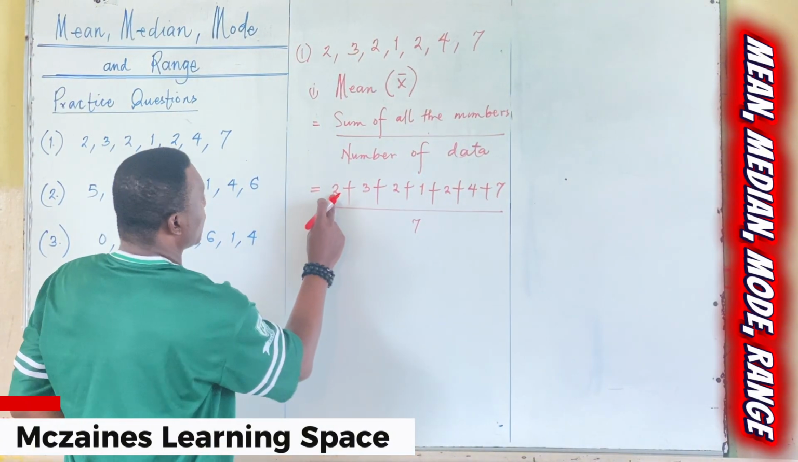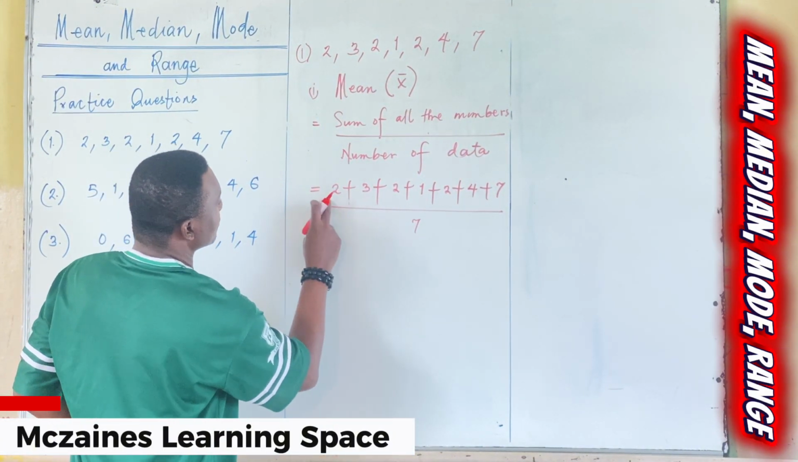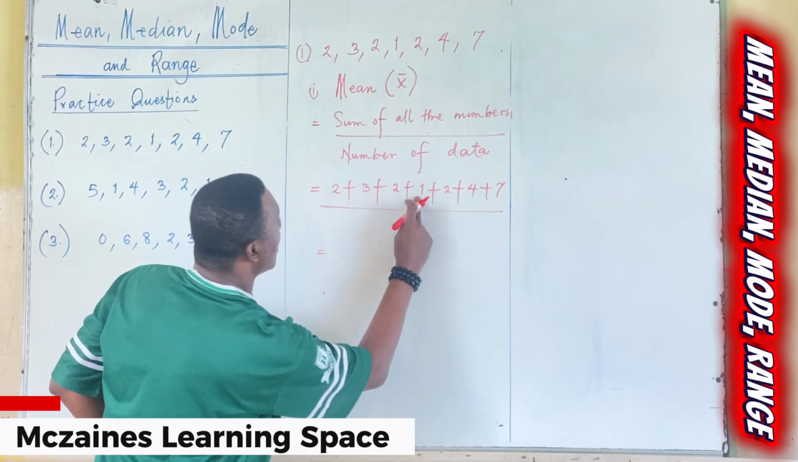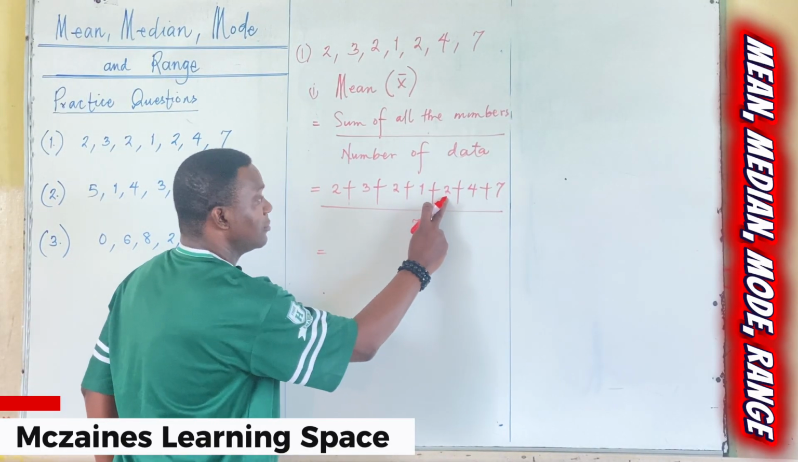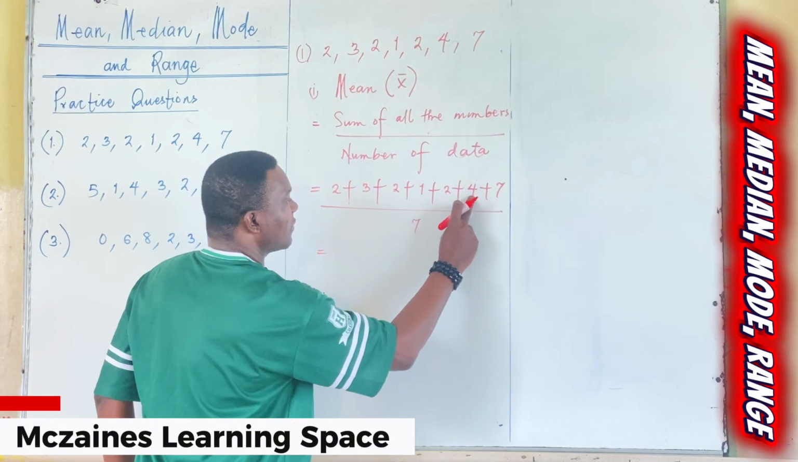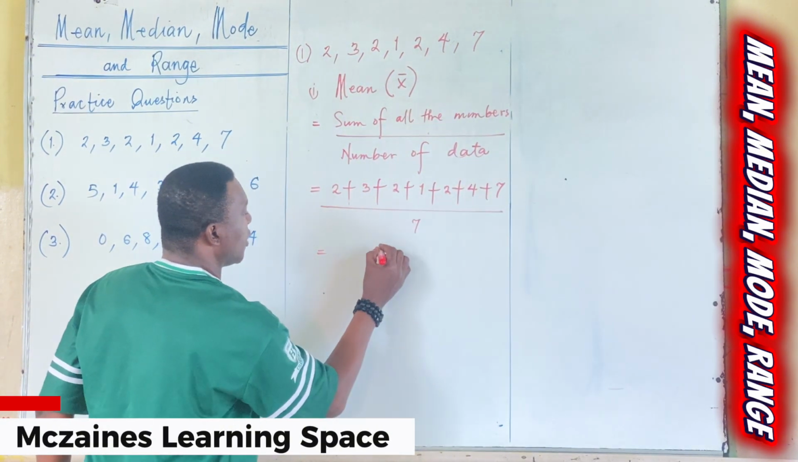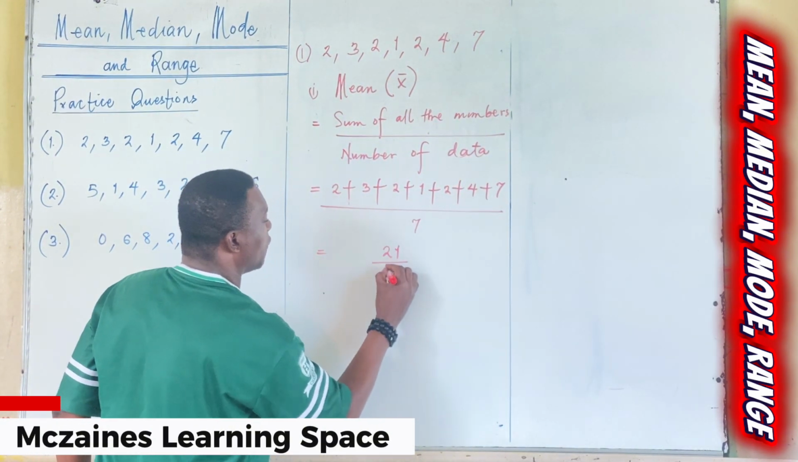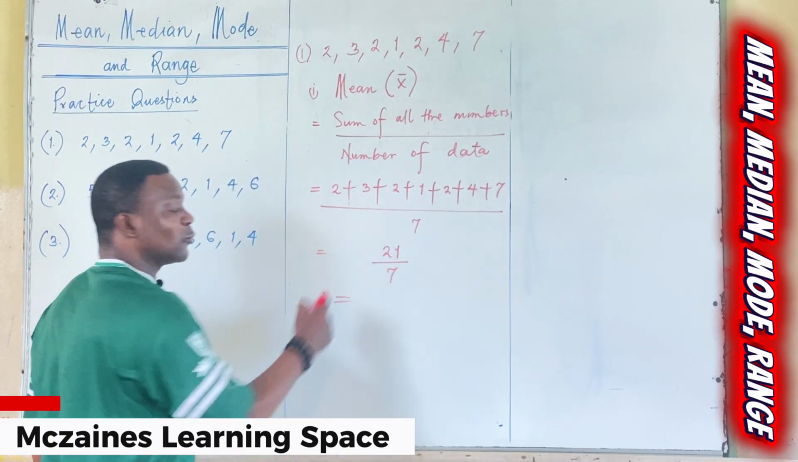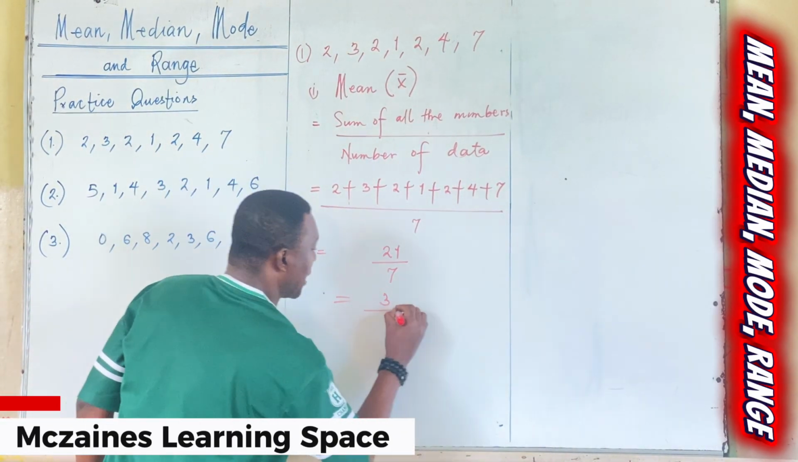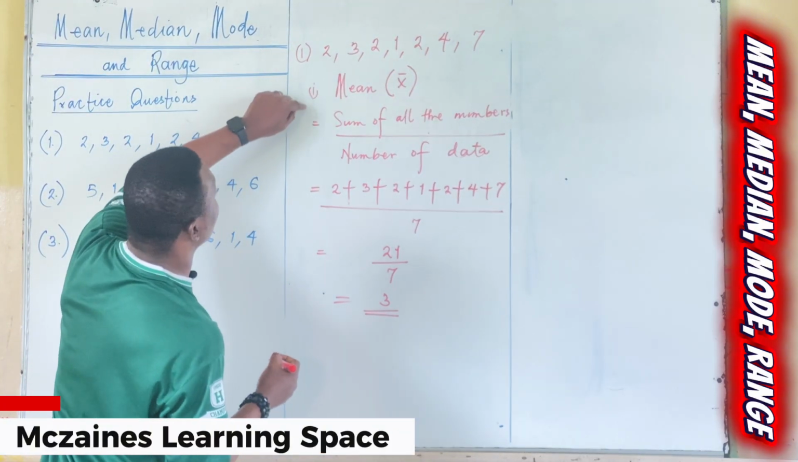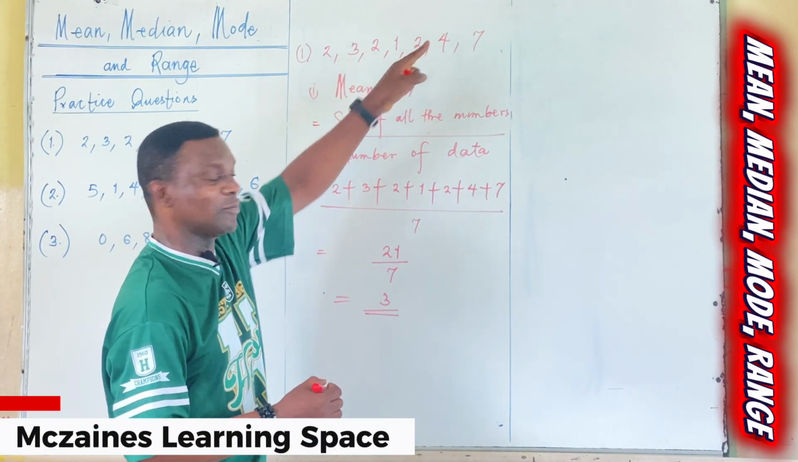So please, do the addition of all these numbers. 3 plus 2, 5 plus 2, 7 plus 1, 8 plus 2, that is 10 plus 4, 14. 14 plus 7, 21. So 21 all over 7. How many times will 7 go in 21? That is 3. So the answer is 3. So my mean is 3 for this set of numbers.